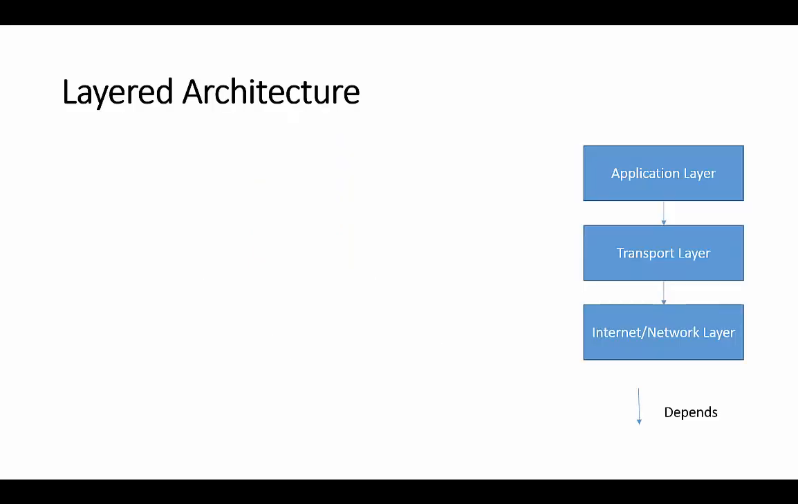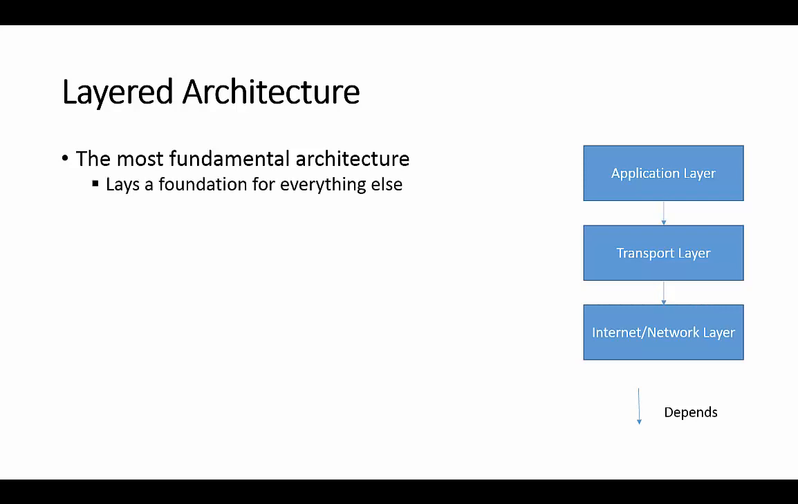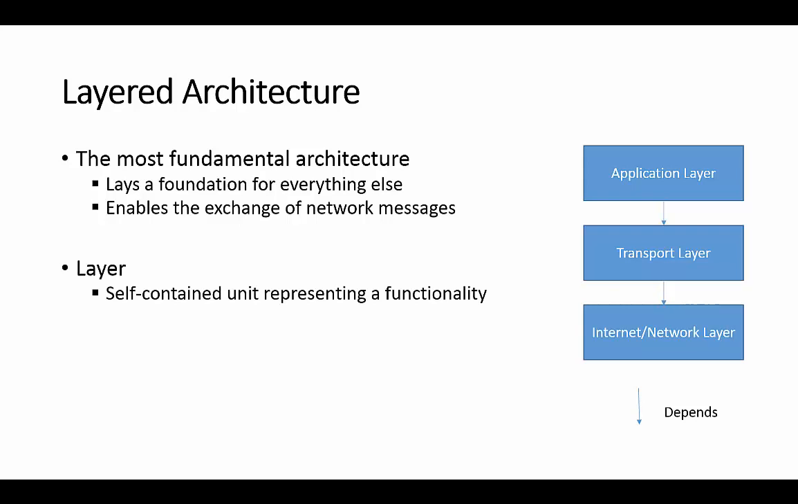The layered architecture is the most fundamental architecture in networking. It lays a foundation for everything else when it comes to network architectures. The layered architecture in general enables the exchange of network messages, which is probably the most important function of networking. A layer in the layered architecture is a self-contained unit representing a functionality, whatever that layer is expected to be doing. And each layer has its own constraints.